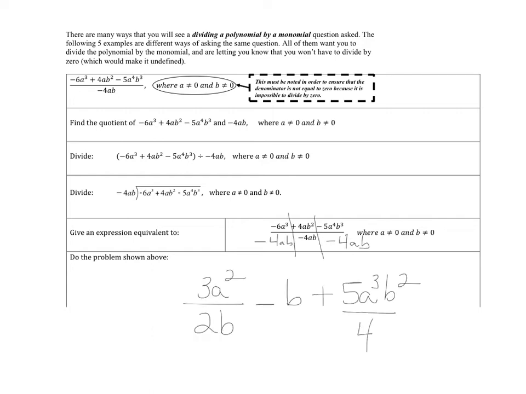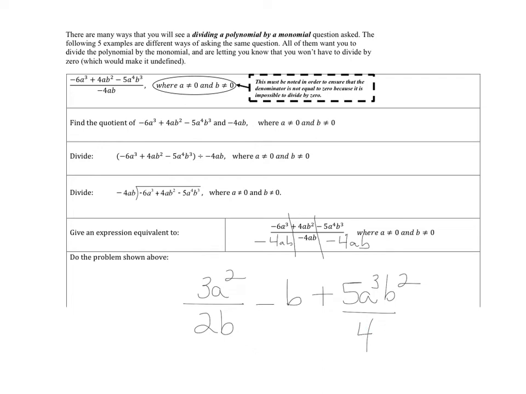So now stop the video and go ahead and do the problem, and then come back to see if you've gotten it correct. All right, so your answer should be 3a squared over 2b minus b plus 5a cubed b squared over 4. So notice when I did the problem, I just used this as my template. I put negative 4ab underneath everything. Notice my answer started with 3 terms in the numerator. It ended with 3 terms in my answer.